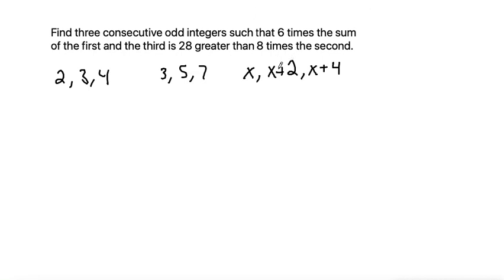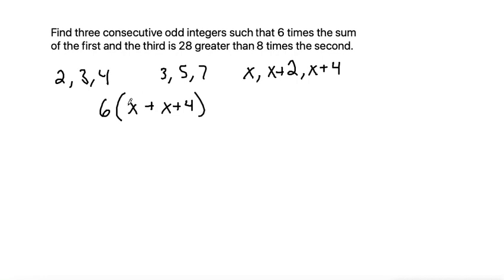Okay, so x represents our first odd integer, x plus 2 is our second odd integer, and x plus 4 is our third odd integer. So now we need to use the rest of the information that we have: 6 times the sum of the first and the third. So that'll be 6, and because we're multiplying it by a sum, let's use parentheses. So 6 times the sum of the first, which is x, plus the third, which is x plus 4.